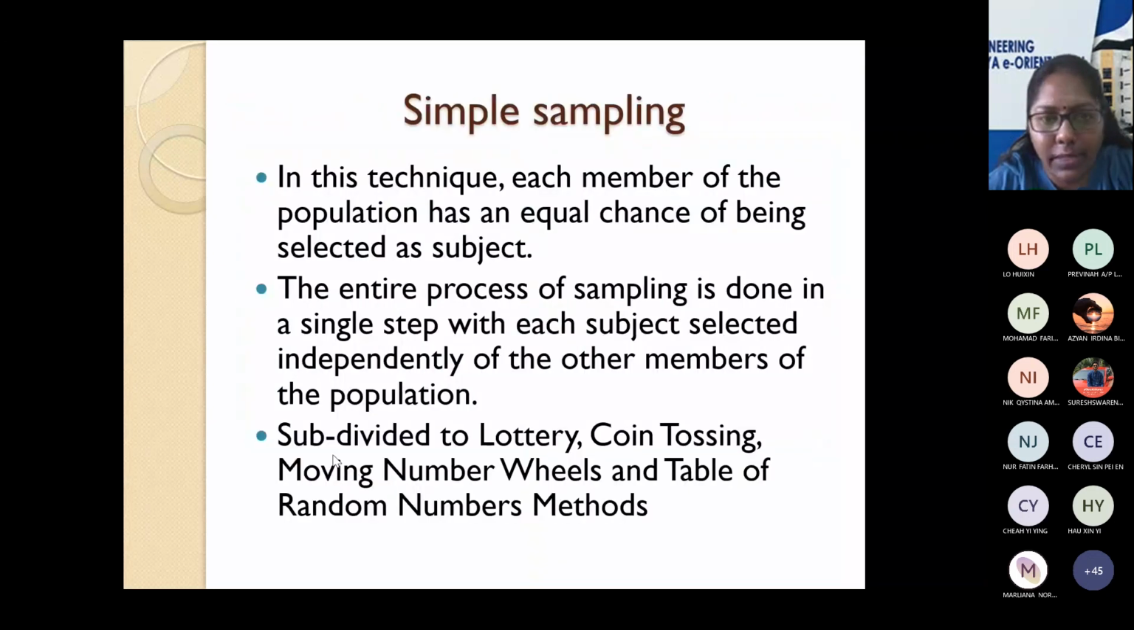And the simple sampling is subdivided into lottery, coin tossing, moving number wheels, and table of random numbers methods. This simple sampling, you can also computerize it. You can also do it methodologically. So there are some methods of simple sampling, such as lottery, coin tossing, moving number wheels and so on.